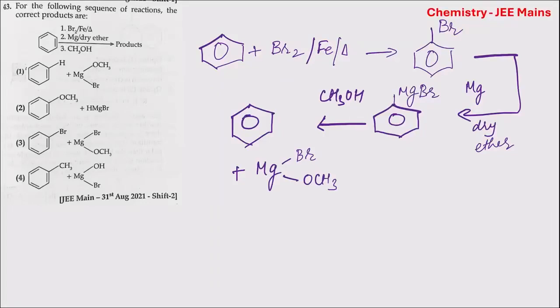For the following sequence of reactions, the correct products are. Now benzene, first it is treated with bromine in the presence of iron and then it is heated. So it will cause bromination of benzene and this is the bromobenzene formed as product. Now next, treating with magnesium and dry ether, we get the Grignard reagent C6H5MgBr.